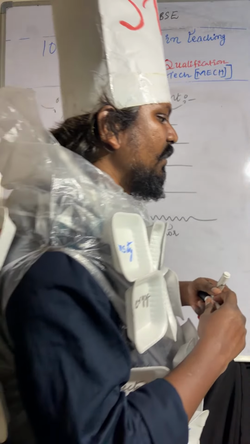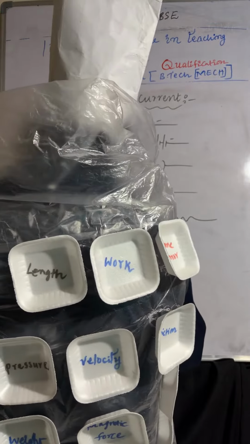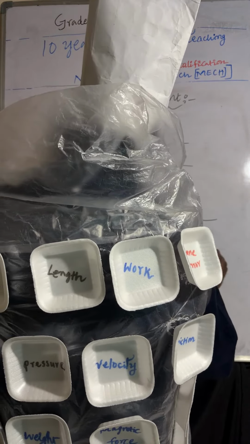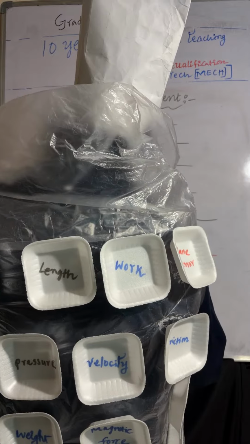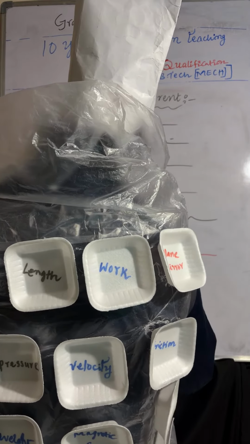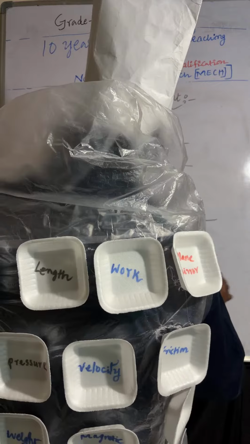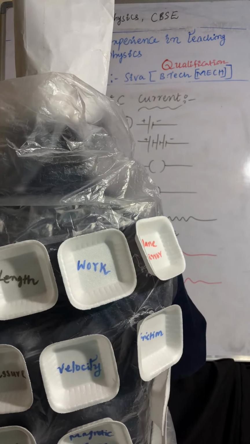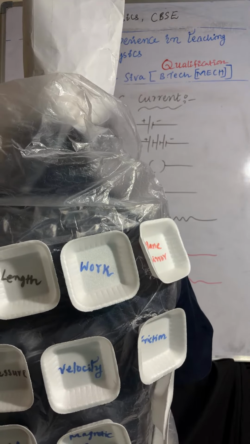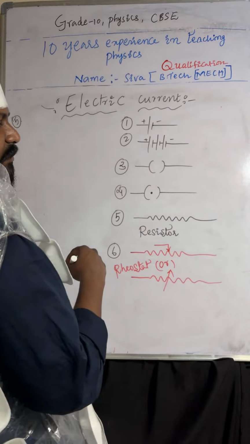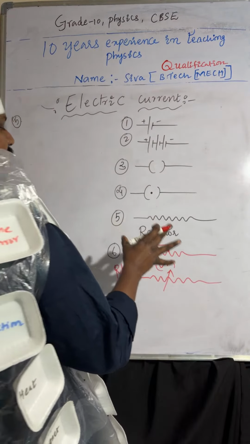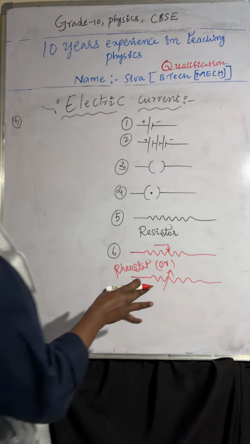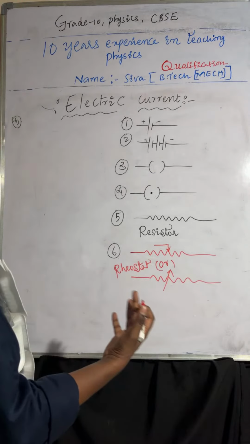Now you can see this is a rheostat, or we can draw it like this also. Understood? Rheostat. A resistor is a device used to oppose electric current. A rheostat is the device which is used to regulate the current without changing the voltage source.